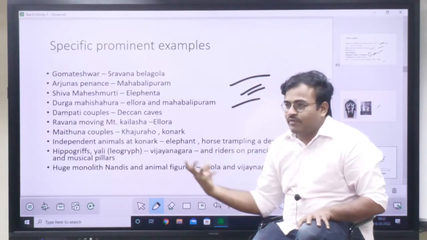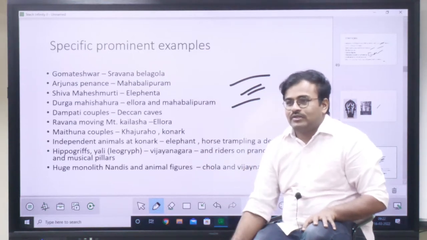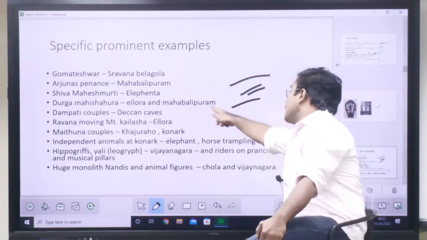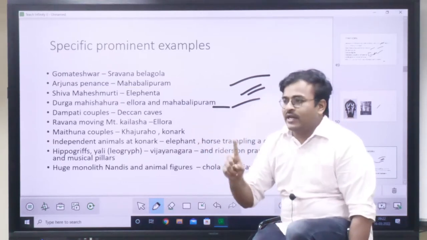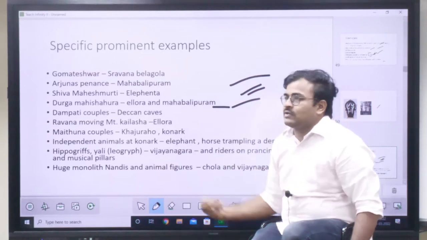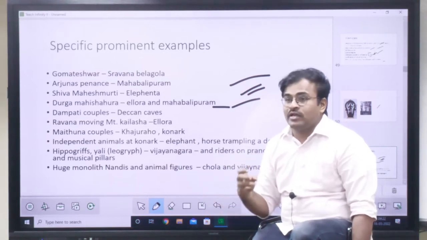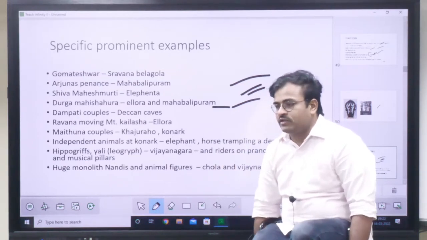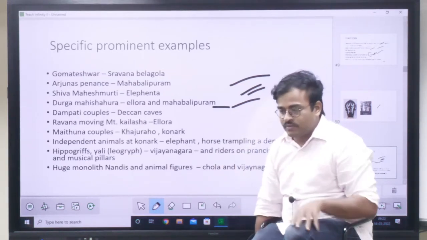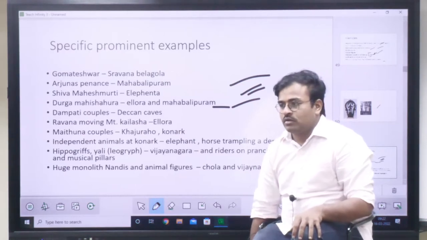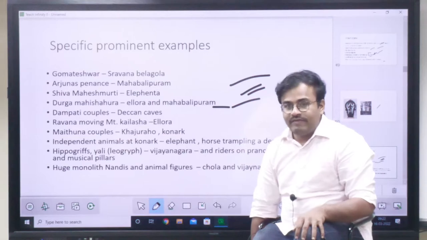Because this is the festival of Hindu domination over tribals. Some tribals have buffalo as their chief deity. So that is the story of this Durga Mahishasura, and it is depicted in many places, of which the most prominent one is in Ellora and the second is in Mahabalipuram. And this Durga Mahishasura story is given in the book called Devi Mahatyam. You write it down. Devi Mahatyam is the book in which this story is given. We talked about this book once before.